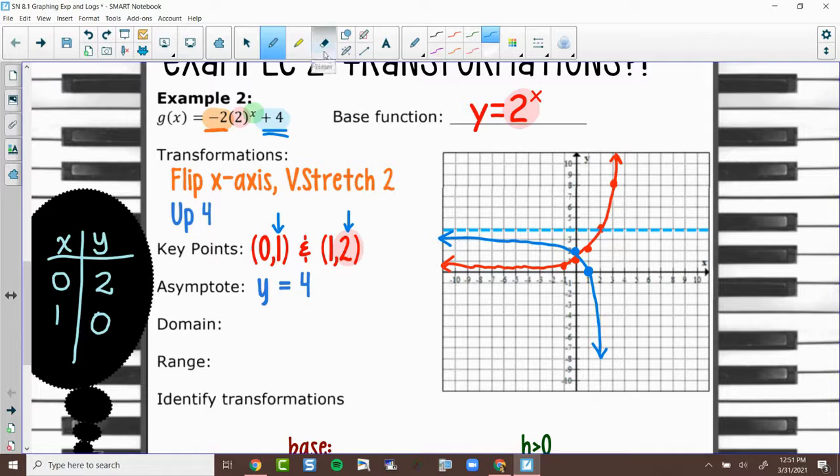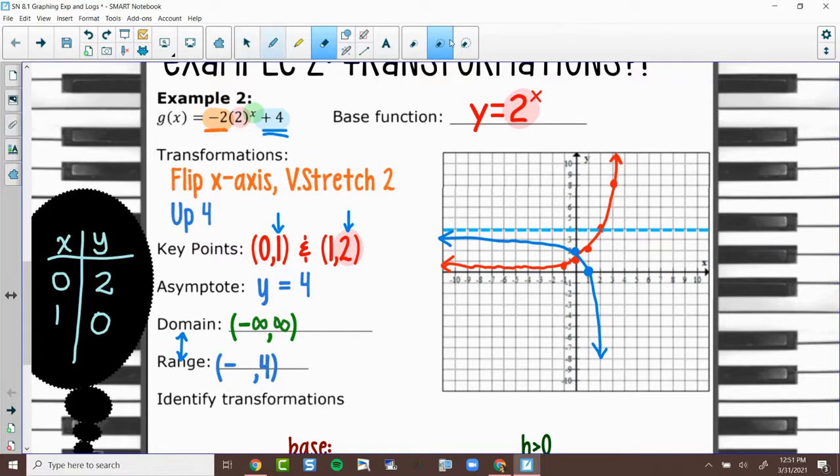Domain, hopefully we like, because I can pick any exponent in the world. You've got -infinity to infinity, bottom to top. Be very careful here on the range because I can see I have flipped and all of these y's are going down. So your range is from -infinity below up to 4, which was that horizontal asymptote.